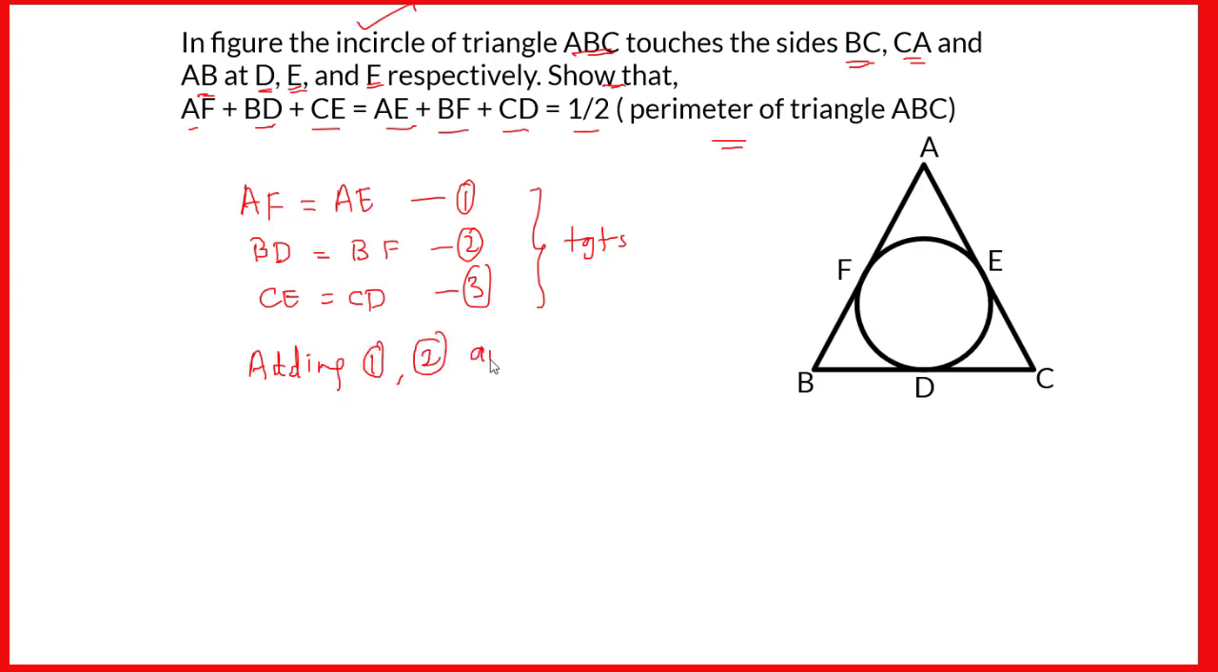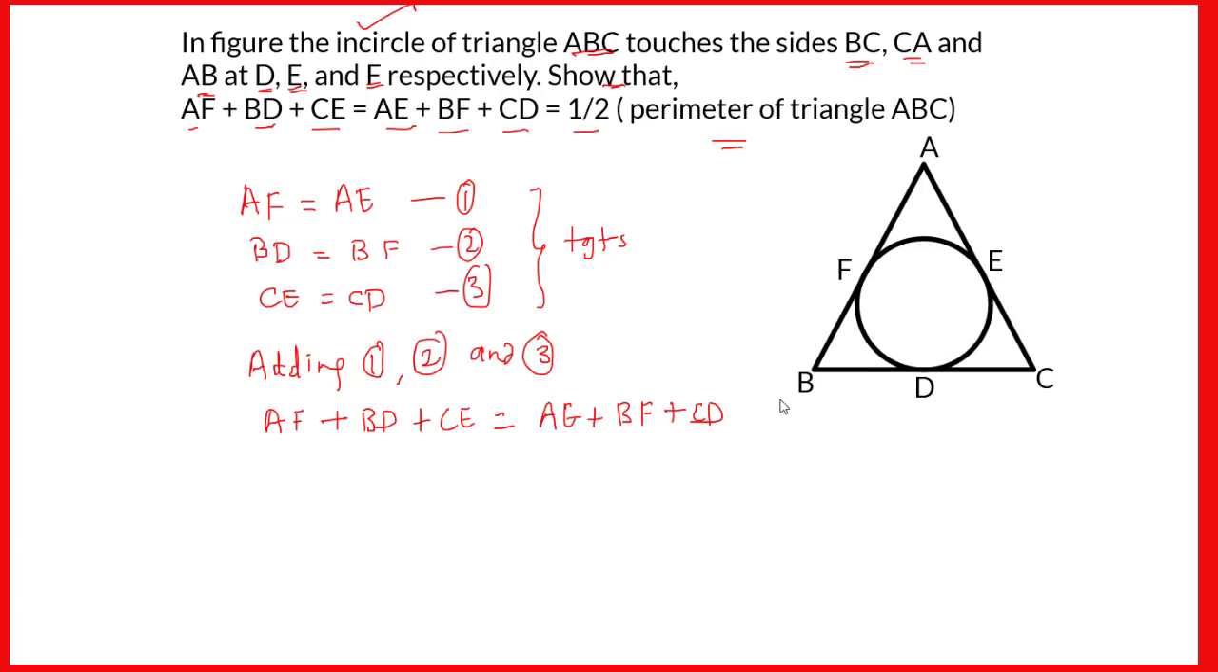Now here if we add the equations 1, 2 and 3, adding 1, 2 and 3, what will we get? We will get AF plus BD plus CE, that is equal to AE plus BF plus CD. Adding 1, 2 and 3, we first add the left hand side and then we add the right hand side. Now we have to show that this is equal to what? Half the perimeter of the triangle.